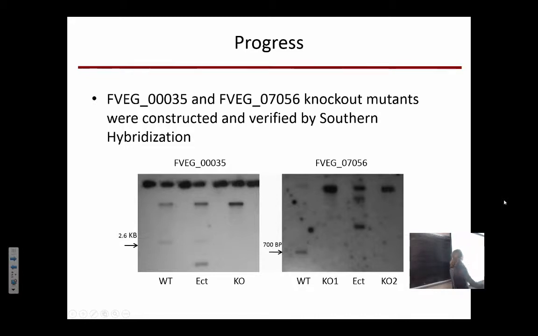So like I said, we wanted to look at these seed genes and see if they really do have a role as putative hub genes. And so I went ahead and knocked them out and verified by Southern. I ended up getting 1 knockout for the FVEG00035, the GTPase, and 2 knockouts for the homeobox transcription factor.